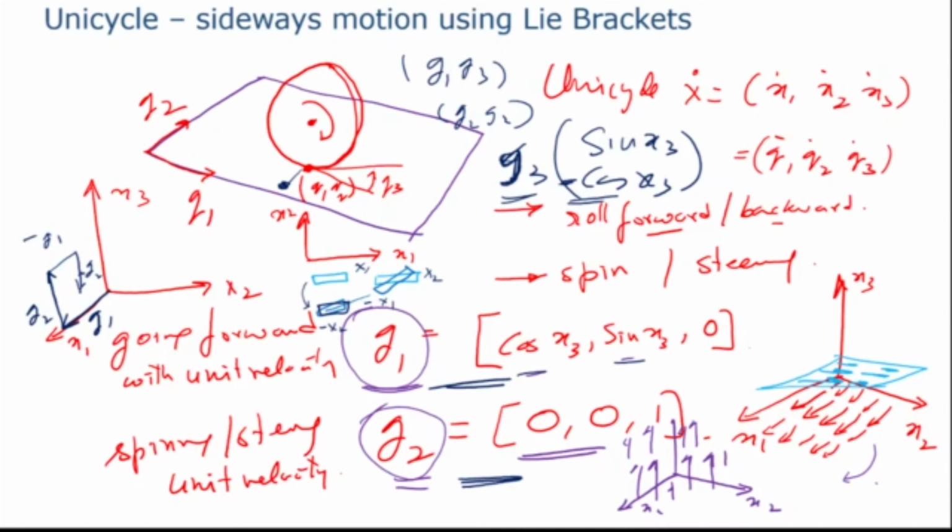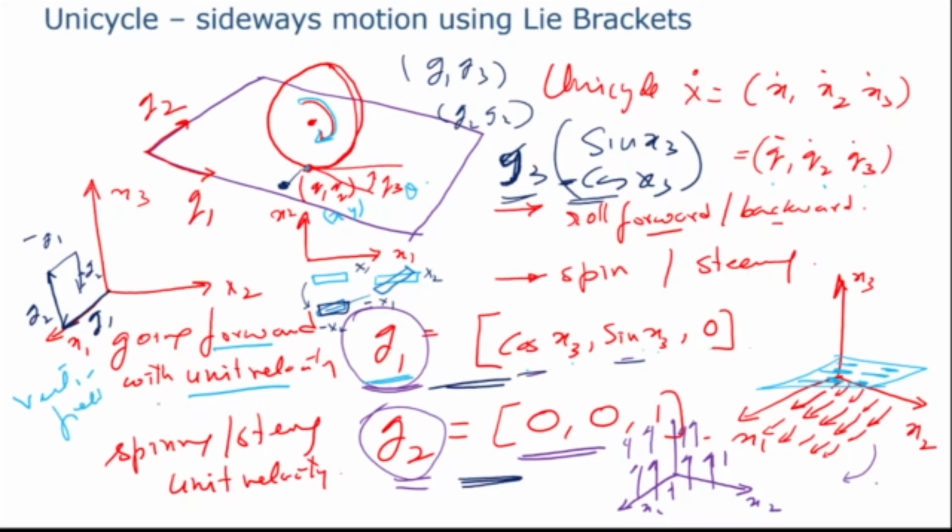So this is a wheel. This is my single wheel. It is making a contact, q1, q2, or x, y we can say, and it has an angle theta, which is q3. So the unicycle has 3 coordinates, q1, q2, and q3, x and y and theta. Now, if I have 2 vector fields, the first vector field is the unicycle going straight, which is g1, equal to cos x3, sin x3, 0. This is just going straight or going forward with unit velocity. This is one vector field.